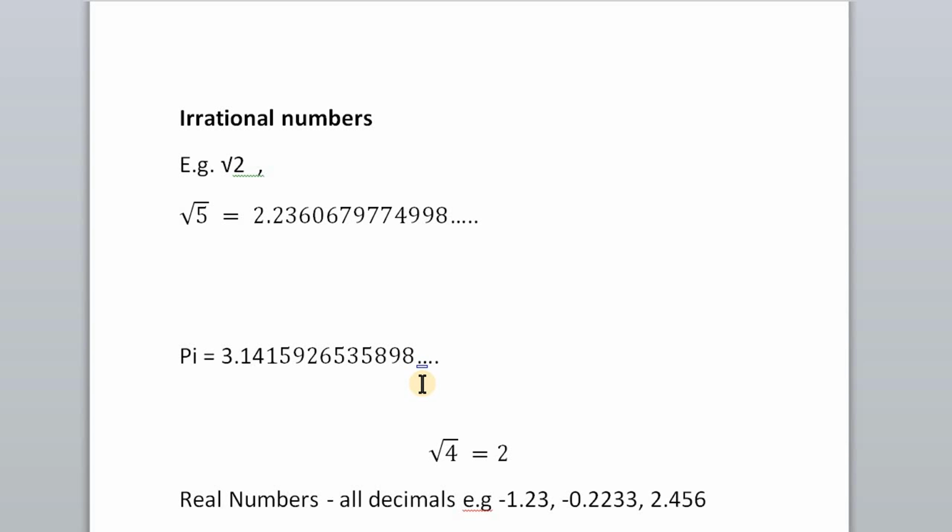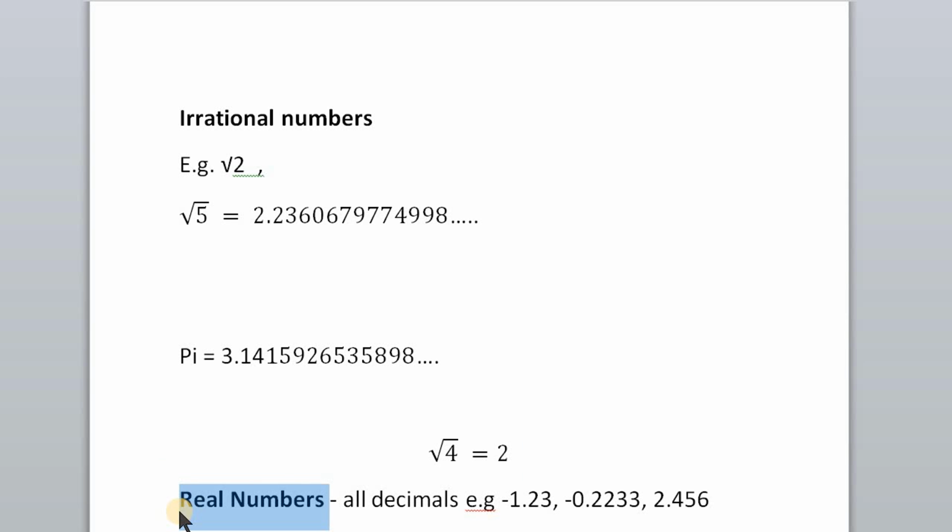But what about square root of 4, square root of 9? Those numbers are what we call perfect squares. So they will always give us a whole number. For example, square root of 4 will give us 2, square root of 9 will give us 3. So that's different.